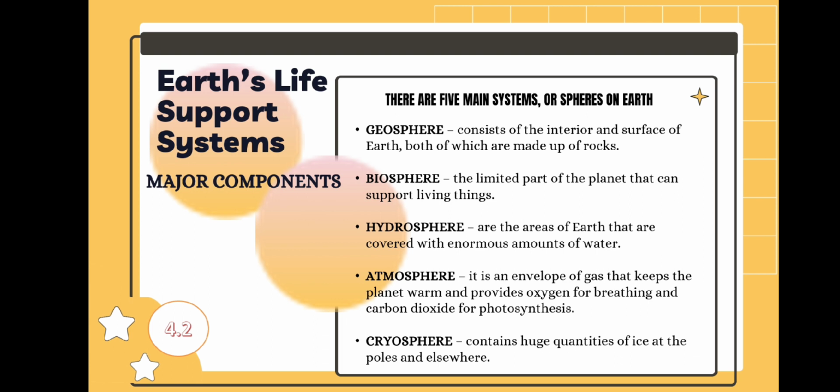As we all know, there are 5 main systems or spheres on Earth. First is the geosphere, which consists of the interior and surface of the Earth, both of which are made up of rocks. Second is the biosphere. It is the limited part of the planet that can support living things. Third is the hydrosphere, which are the areas of Earth that are covered with enormous amounts of water. And next one is the atmosphere. It is an envelope of gas that keeps the planet warm and provides oxygen for breathing and carbon dioxide for photosynthesis. And the last one is the cryosphere, which contains huge quantities of ice at the poles and elsewhere.